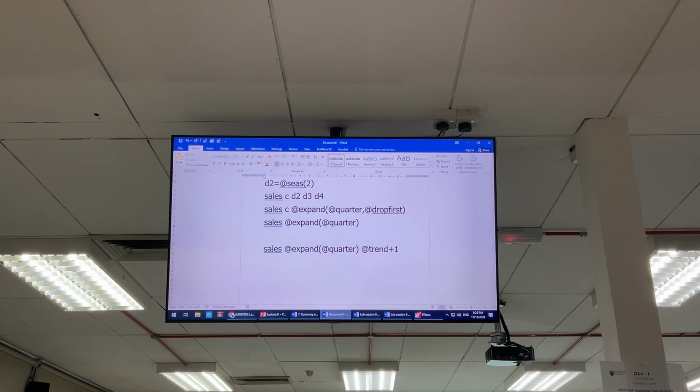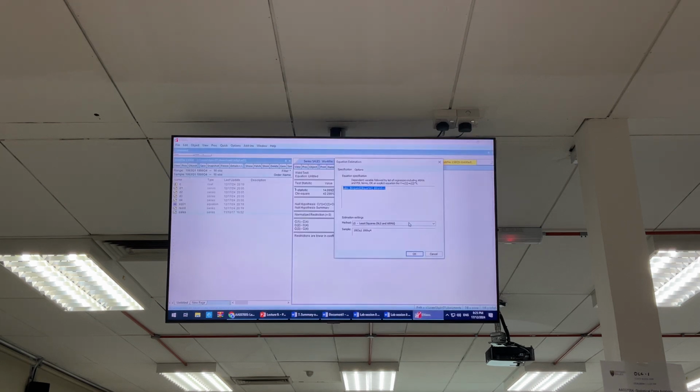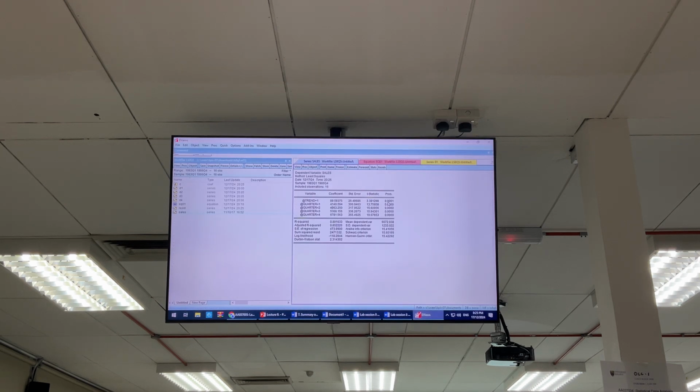So either one, but for this one you have to add trend plus 1. Either you use one or this one. So let's say you add trend for the second one, so you get this result. The trend is significant, so you have a better model. So you compare maybe your AIC or adjusted R squared.